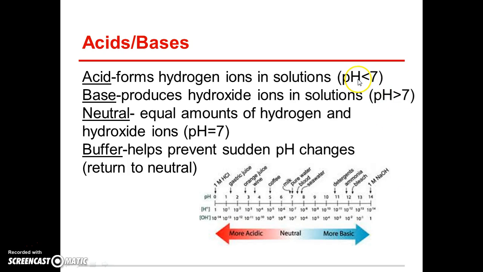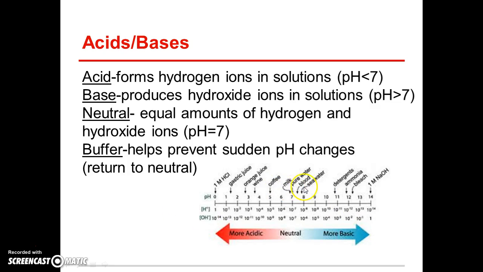With a pH less than 7, that is your lower numbers, that's more acidic. With a pH that's greater than 7, you have more basic or alkaline solutions. Neutral solutions are those that have equal amounts of hydrogen ion and hydroxide ion. If you think about it, H plus is your hydrogen, hydroxide is OH negative. When you put those two together, what do you get? Water, H2O, 2 H's and an O. That is a neutral pH of 7.